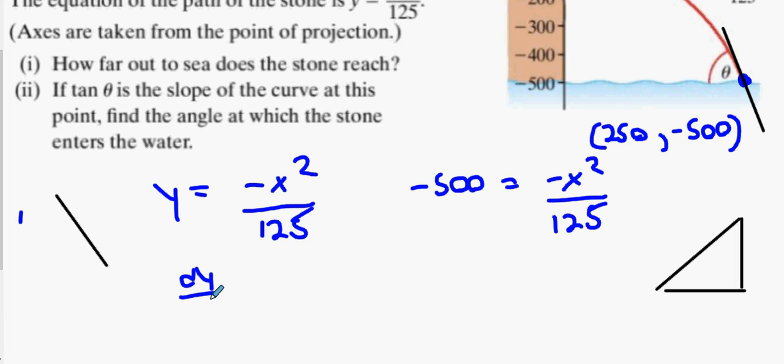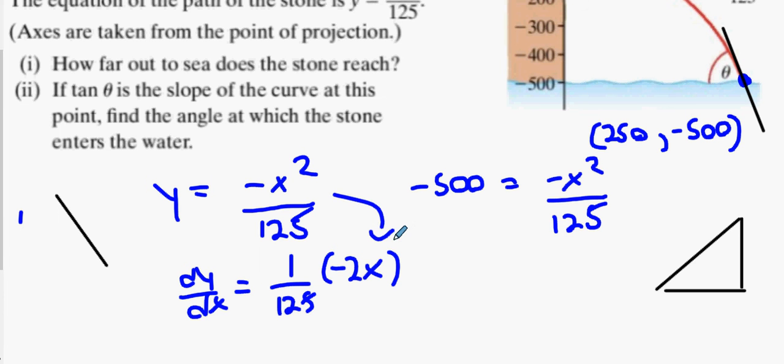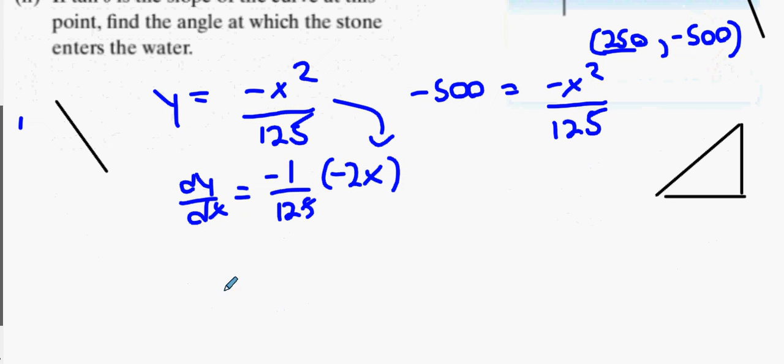So when we differentiate this, what do we get? 1 over 125 multiplied by minus 2x, isn't it? Because when you differentiate x squared, you get 2x. I also forgot about the minus on the outside. Now, what happens when we sub in x equals 250? What will we get then? We get 1 over 125 times minus 500, which is a slope of, anybody? Sorry, my fault. I double counted the negative. I made a mistake there. I double counted the negative.